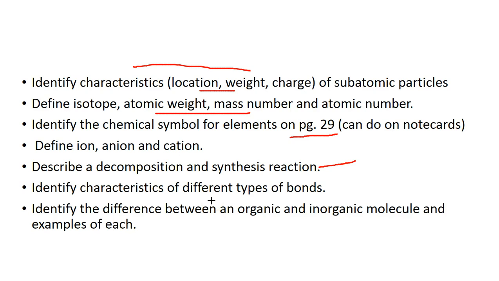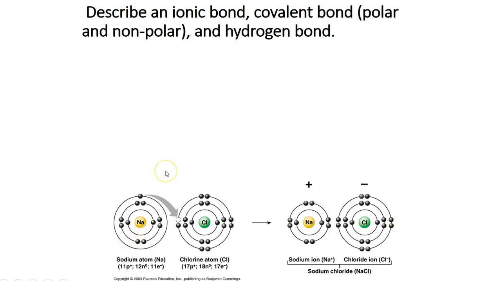You're going to need to know this because it's going to relate to a case study we're going to do, probably over the use of Gatorade. All right, so let's talk about the different types of bonds. Give me a second here. Okay, so an ionic bond, covalent bond, polar and nonpolar, and hydrogen bonds.